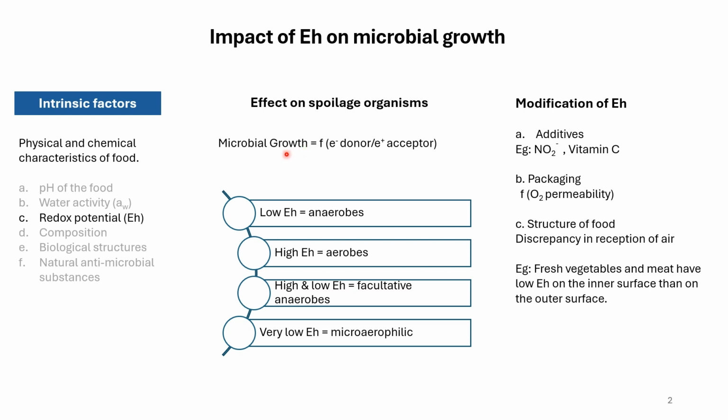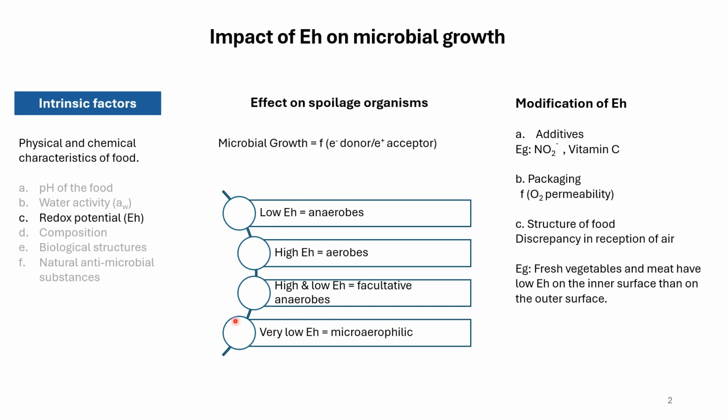Oxidizing means a tendency to accept electrons, okay? And reducing is the tendency to give electrons easily. Therefore, if food has more oxidizing compounds, the redox potential will be higher. And if it has more reducing agents, the redox potential will be lower.